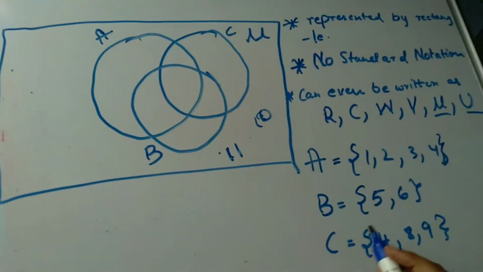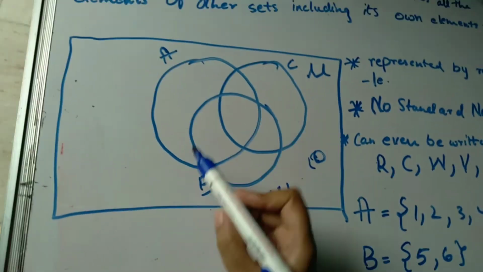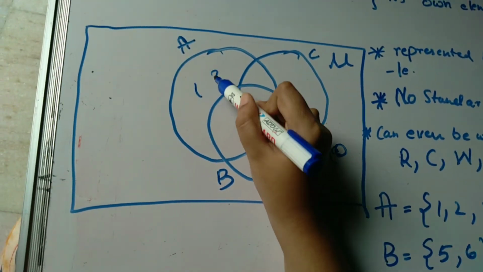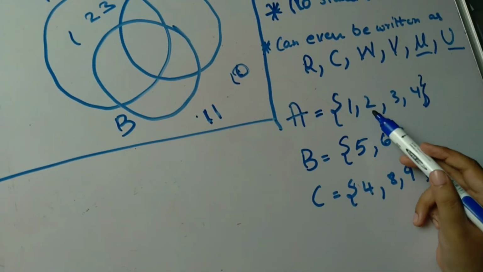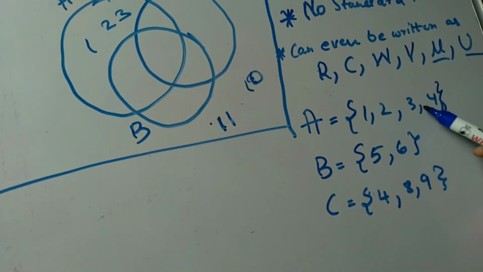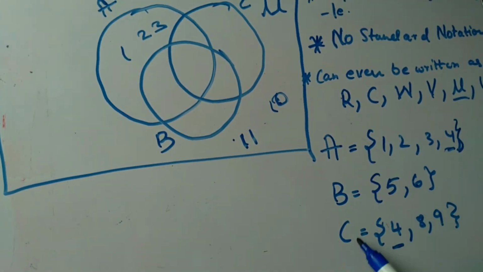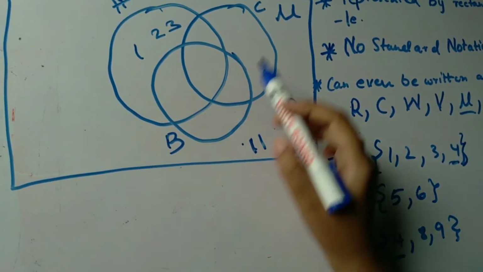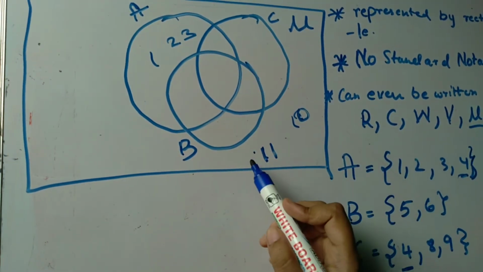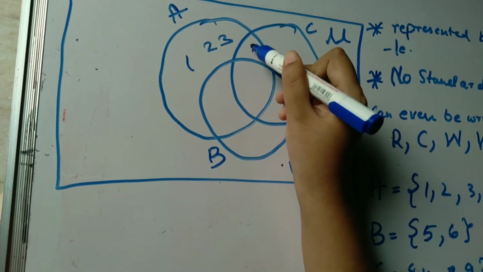Then we will write these elements in their respective sets. First we'll write the common elements. A and B do not have any common elements, so they are disjoint sets. Do B and C have a common element? Yes, 4 is one common element. So where is A intersection C? A intersection C is here. So what do we have to write here? 4.